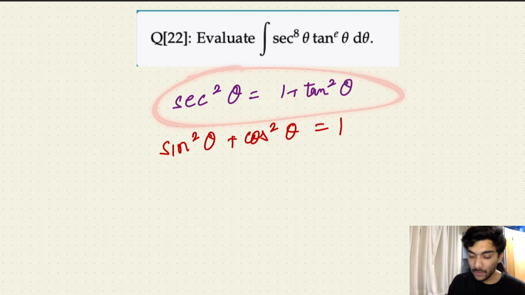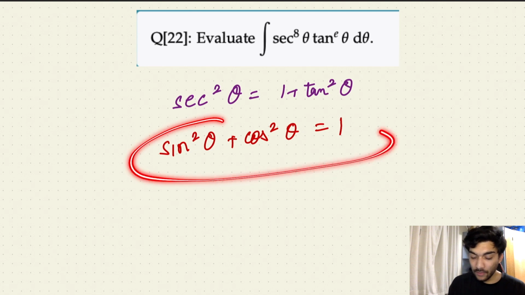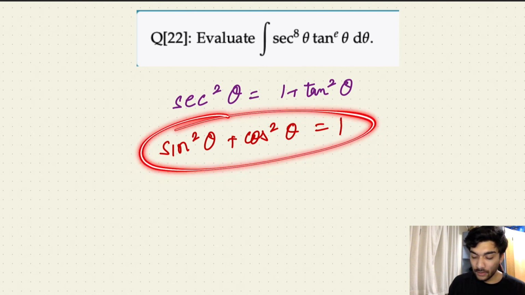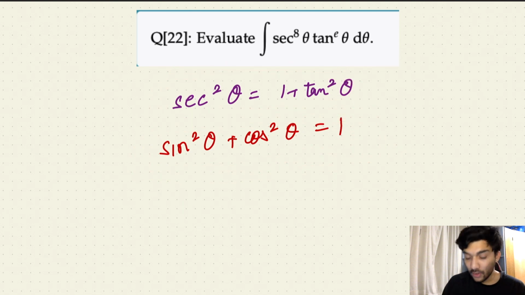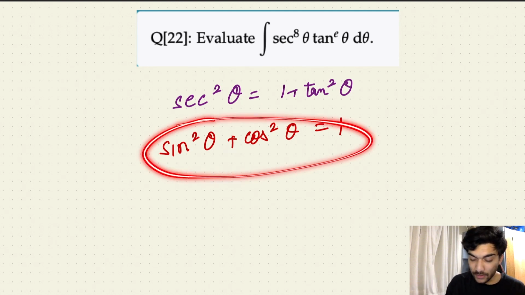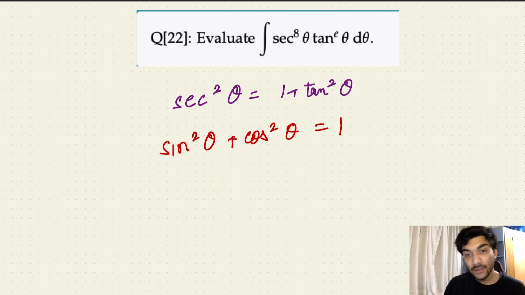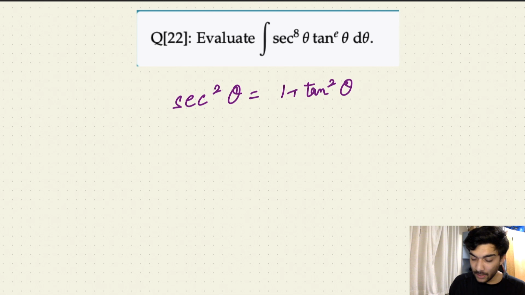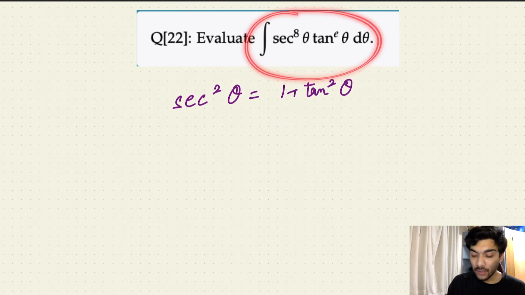You don't have to remember all of these identities if you know how to convert this identity into this form or the cosecant square theta form as well. You just have to know this trigonometric identity. If you want to derive the cosecant square theta identity, you just divide this whole equation by sine square theta. So we'll use the property that secant square theta is 1 plus tan square theta to solve this question.